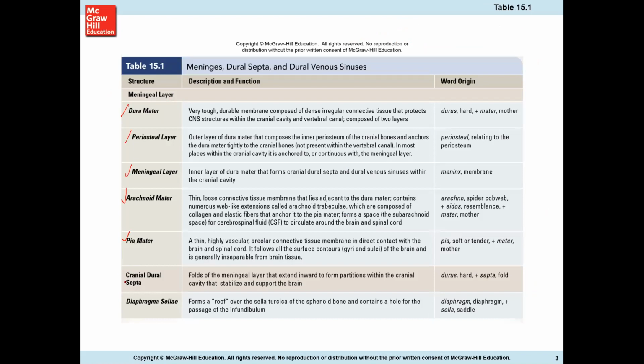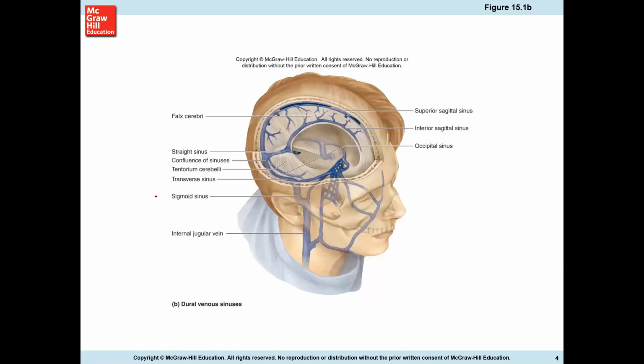The septa, I probably won't ask you because I have to show you pictures of that. And the diaphragma sellae, I have to show you pictures of that to really discuss that. But this is the blood flow and venous drainage. So there's arteries coming in, they're not showing you that.